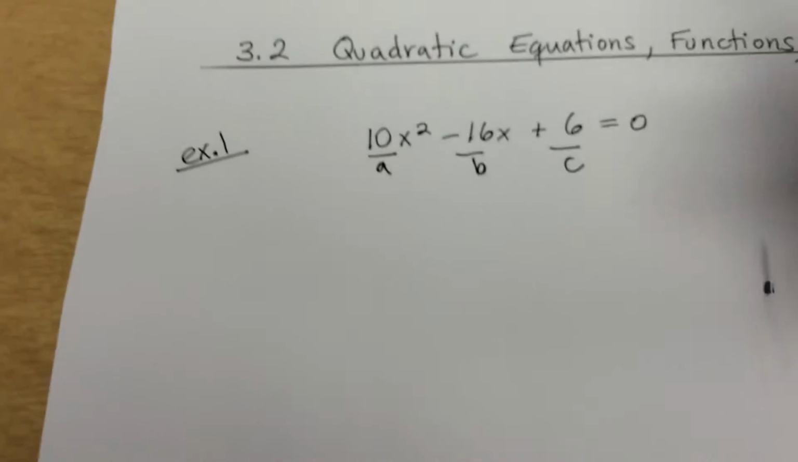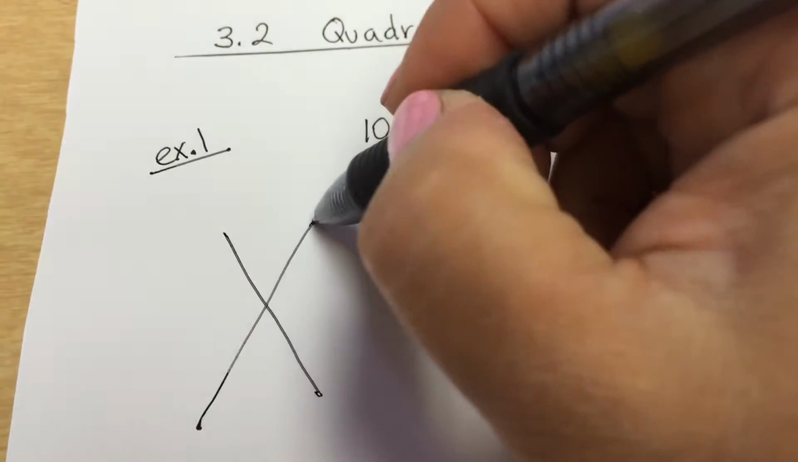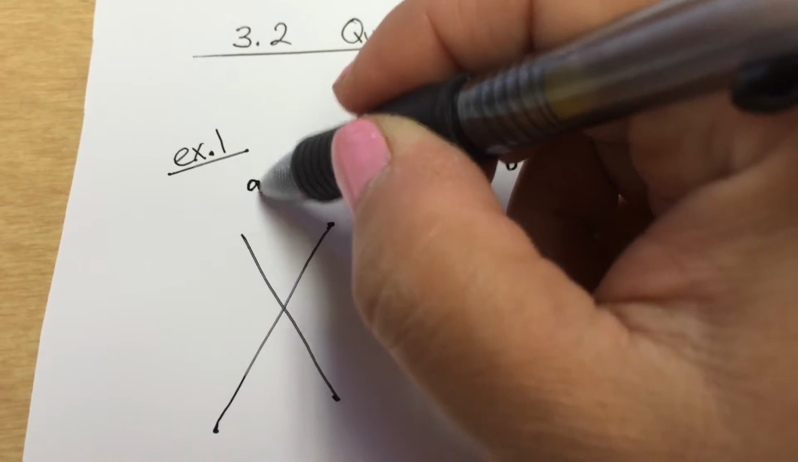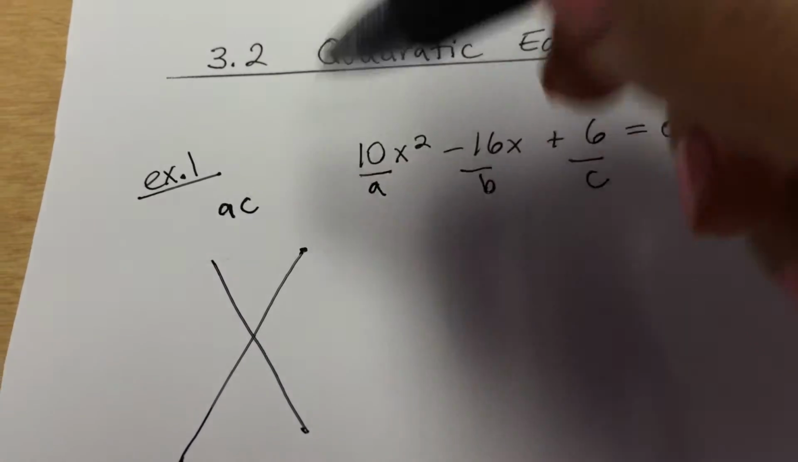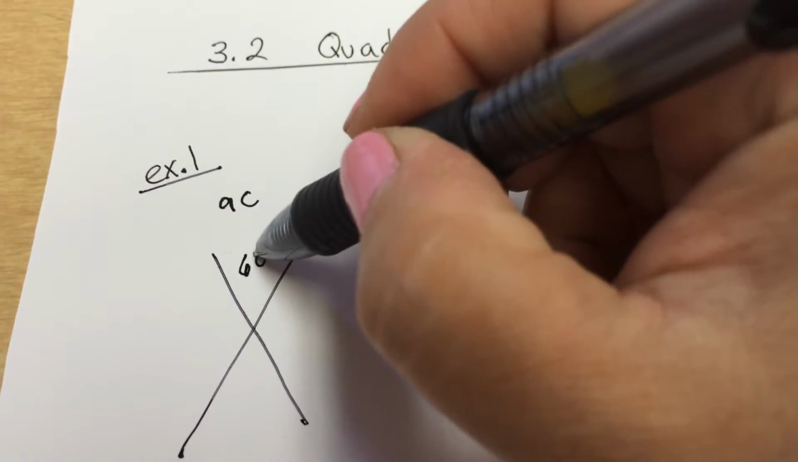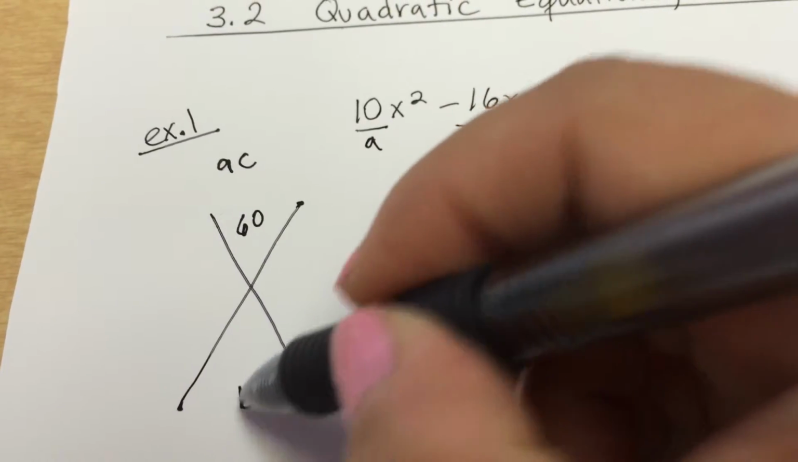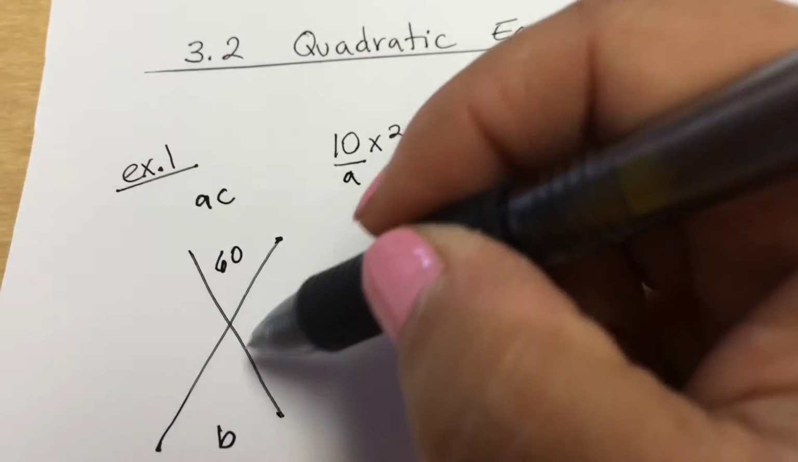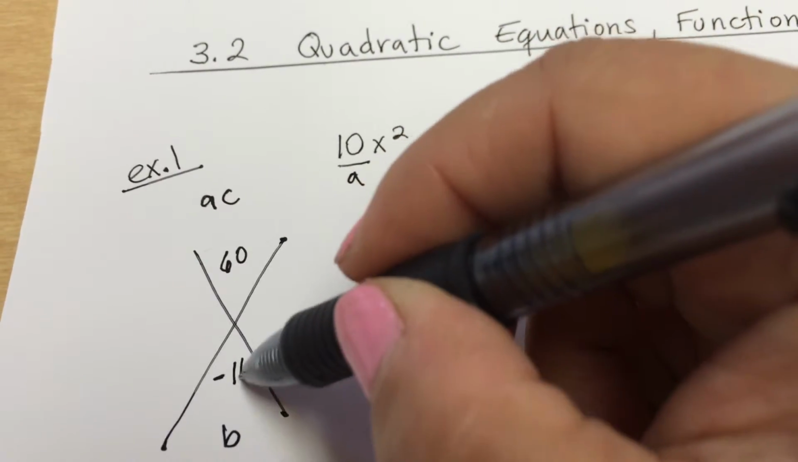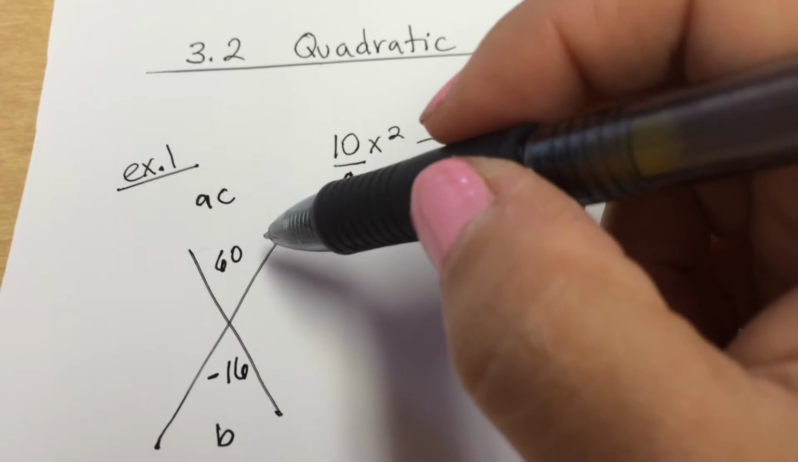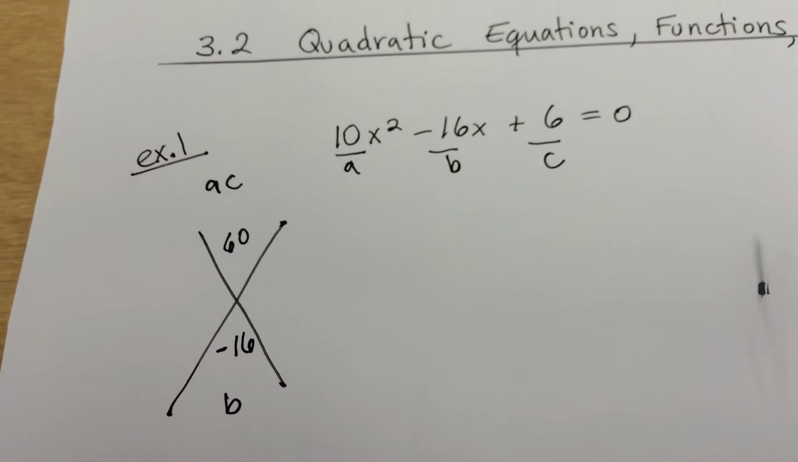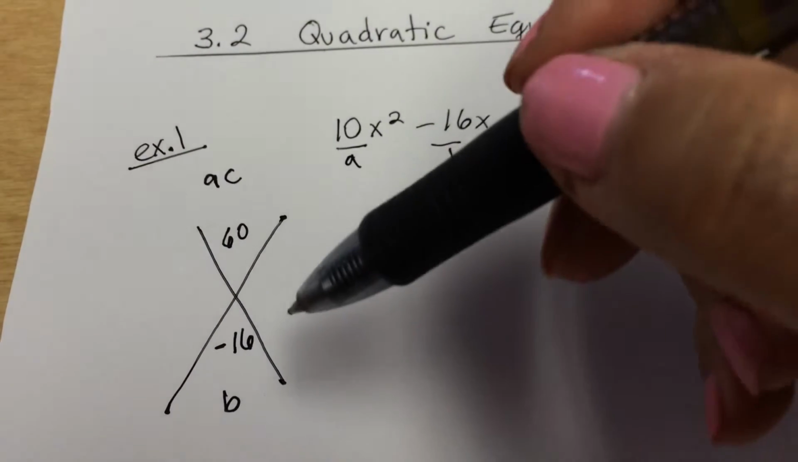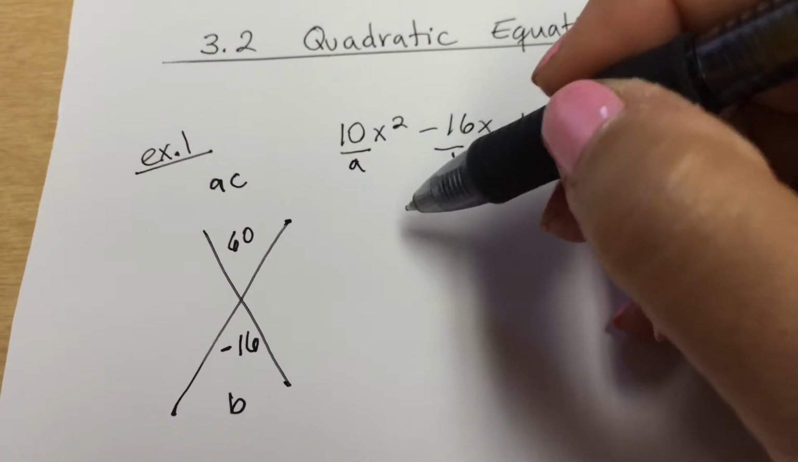Okay? So the big X method says that you multiply A times C on this. So A times C will give us 10 times 6 is 60. So we put 60 right there. And then the bottom part right here is going to be the B, which in our case is negative 16. So I need to find all the multiples of 60 and go through them so that if I add or subtract, I will get negative 16. So we'll just start listing them out.